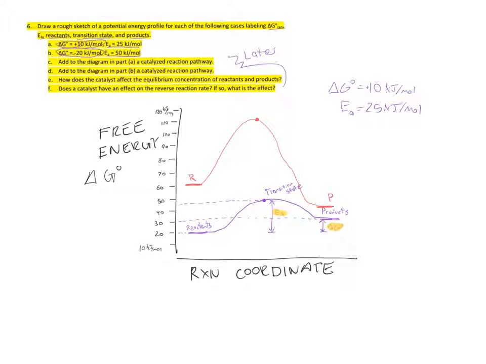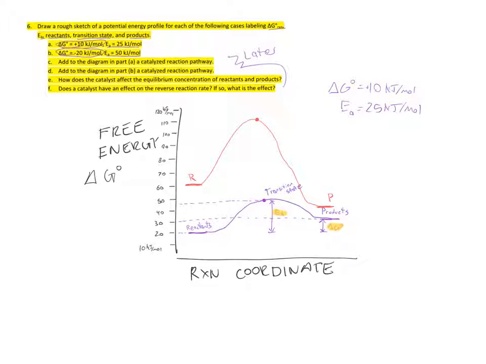Your diagram for part B should look something like this. One thing worth noting is that even though the products are lower in energy than the reactants, the transition state will still need to be the highest point on your diagram. This is because the transition state is always the most energetic species in any single-step reaction.